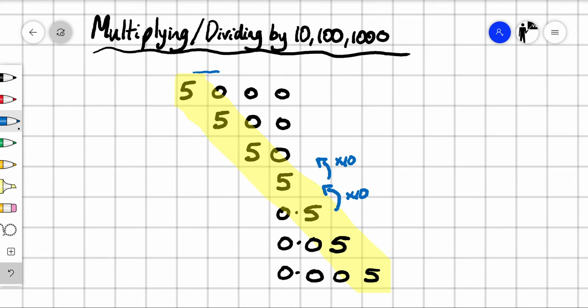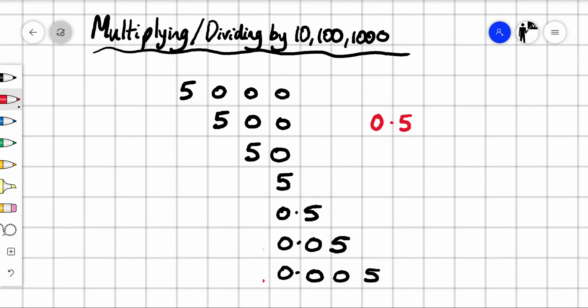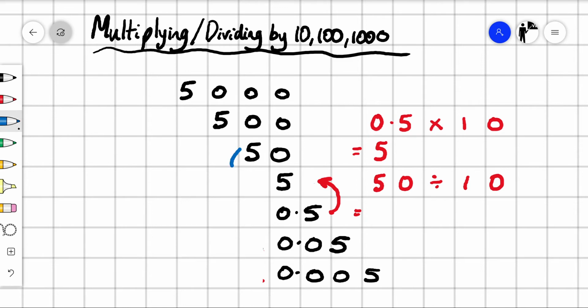What we can do is we can use this sort of chart to help us build our understanding of multiplying by 10, 100 and 1000. For example, if I was asked what is 0.5 times 10? Well, 0.5 times 10 would correspond to starting at 0.5 and moving up one step. So 0.5 times 10 is 5. What about if I wanted to do a question that we know, 50 divided by 10? I know you know the answer to that. But if we think about it here, we start at 50 and we go down 1. 50 divided by 10 is 5.